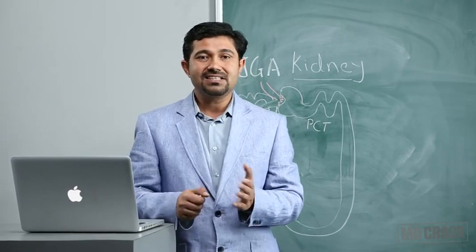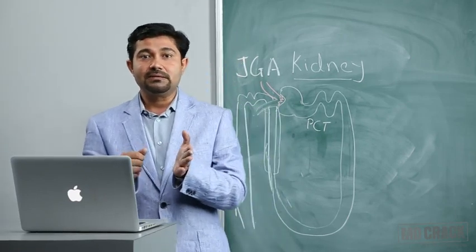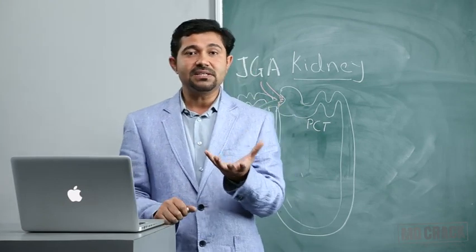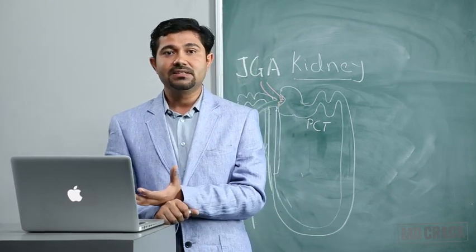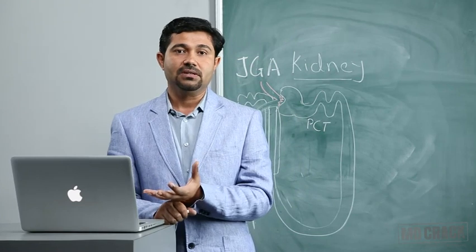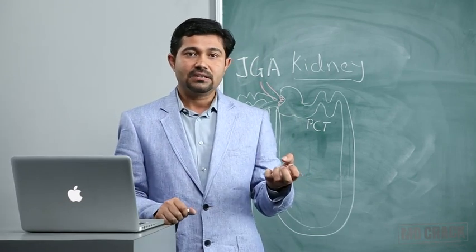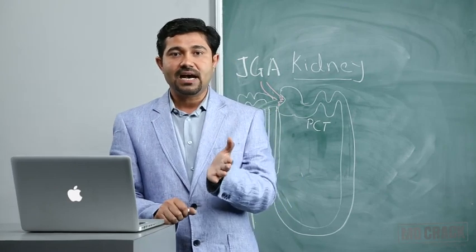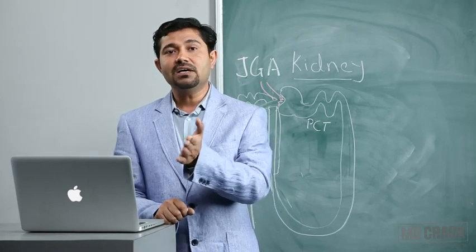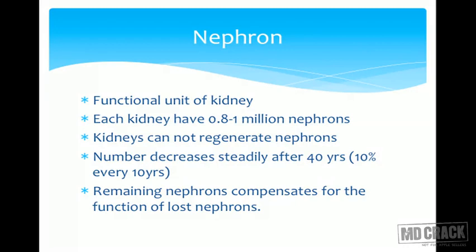So how is the function of the lost nephrons compensated by the healthy nephrons? This is called adaptation. What will happen if some nephrons are lost? The other nephrons will adapt and do the function of the lost nephrons. Normally the number of nephrons decreases steadily after 40 years, that is, 10% every 10 years. This is the rule.